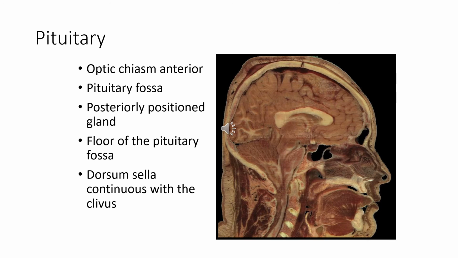The green arrow shows the dorsum sellae as the bony posterior extent of the sella turcica, and you can see that this is contiguous inferiorly with the clivus as part of the base of the skull, indicated by the light blue arrow.